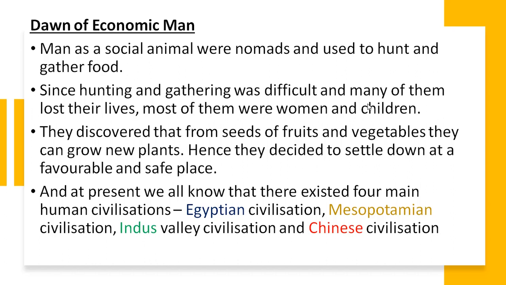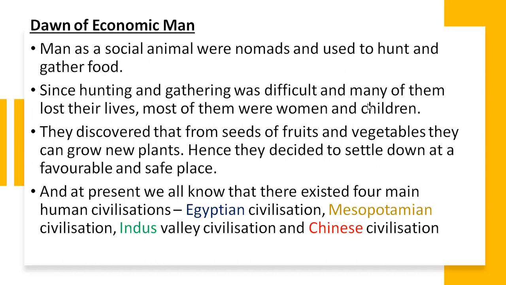Many of them died, and mostly the fatality ratio was higher among women and children, because biologically, women and children are not as strong as men, isn't it? So they died moving from one place to another. So it was very hard for them. And ultimately, they discovered that the seeds of various fruits and vegetables can grow new plants, and they also discovered fire. So they decided to settle down at a favorable and very safe place.